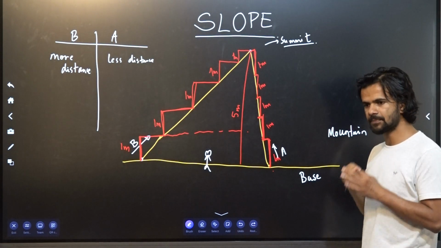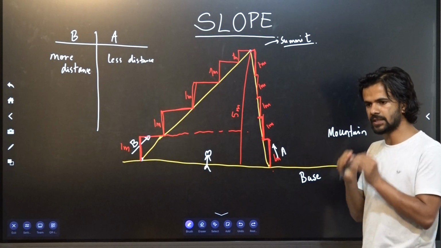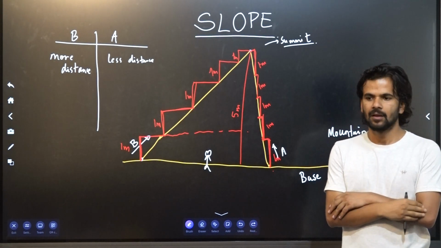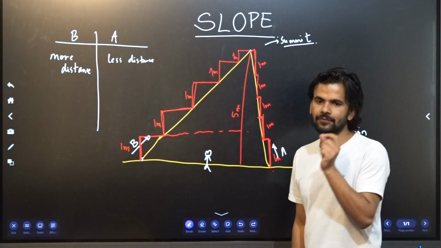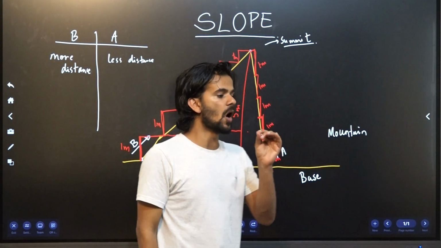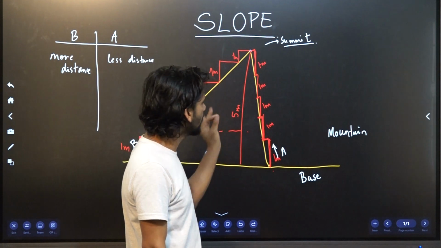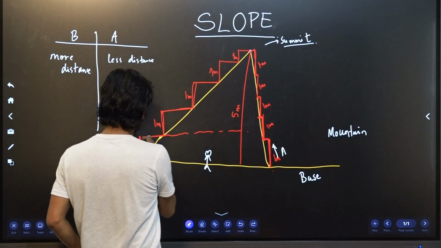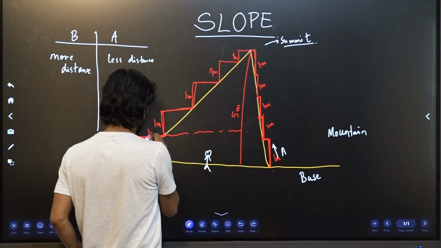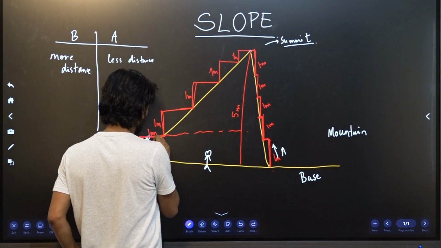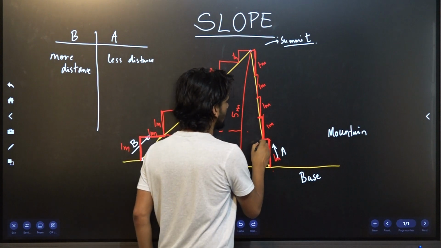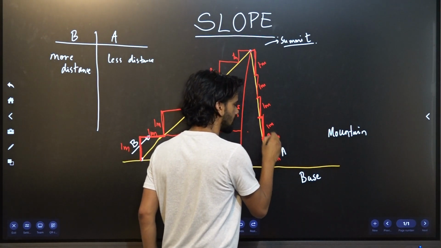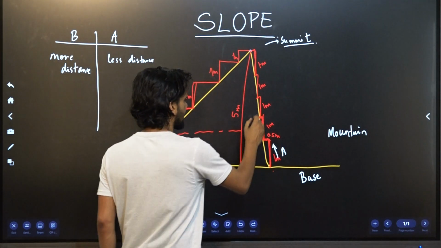In every step, you are covering the same vertical distance. That is how much? 1 meter. But what is different? The horizontal distance is completely different. Here you are covering horizontal step, let's say 1 meter. Here you are covering how much? Maybe 0.1, maybe less than that. Here again.